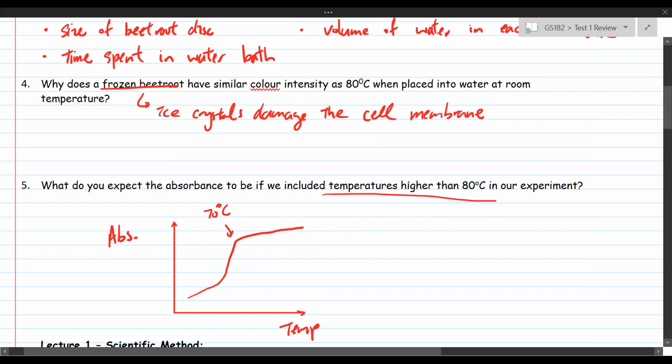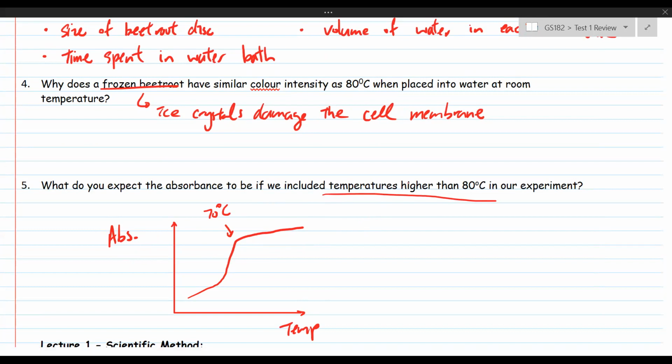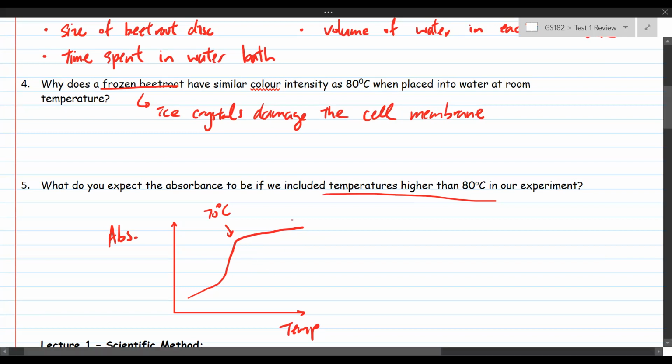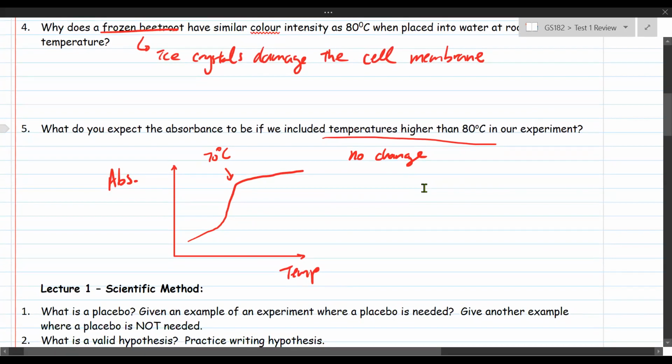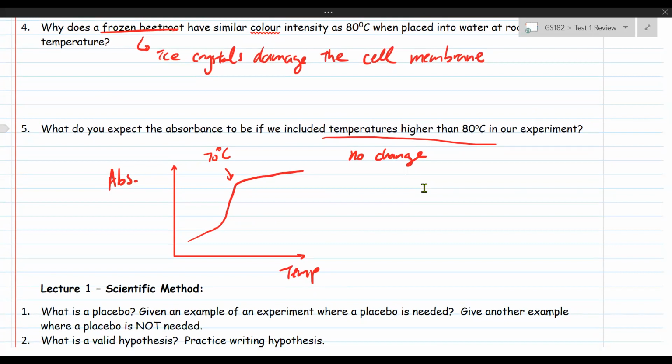Because at 80 degrees, the absorbance is already peaked out. The cell membrane at that point is completely broken down. The membrane protein has denatured, and you basically unravel the entire membrane. All the pigment has leaked out. So even if you heat it up higher, you're not going to extract more color from it. It would be no change. Okay, so that's all you have to know for the beetroot lab. Any question before I move on to lecture 1?